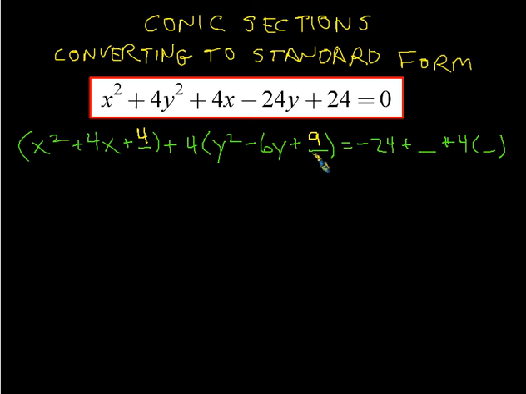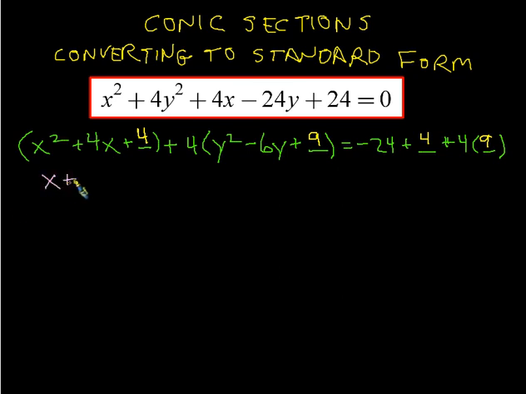And then over here, we put a 4. And here, we put in a 9. And again, this 4 and this 4 times 9 balances the 4 and the 4 times 9 that we added over here. Now, let's go ahead and complete the square. But before I go and do this for you, it'd be kind of nice if you paused the video and tried it for yourself. So here I go.